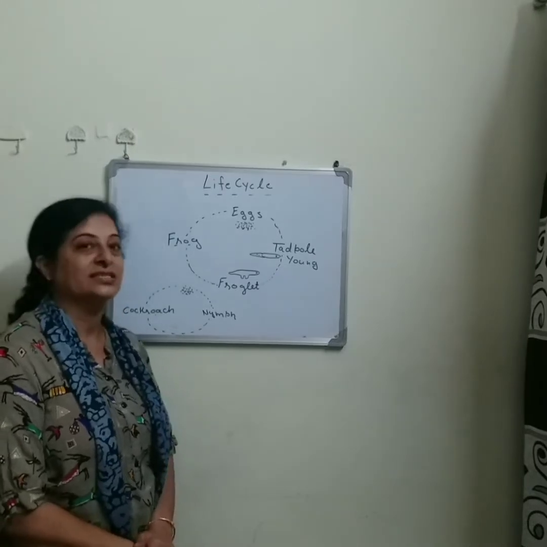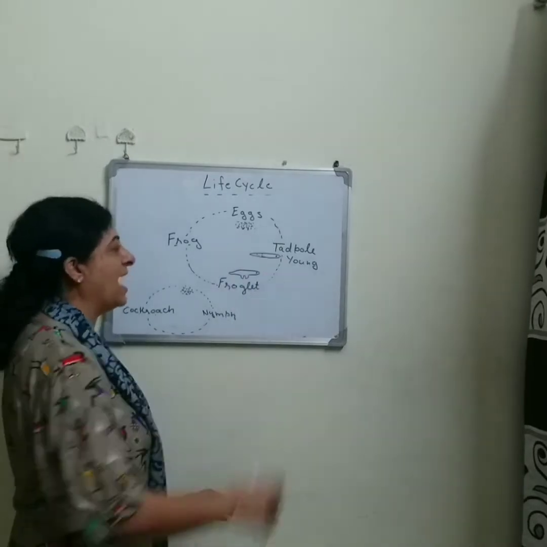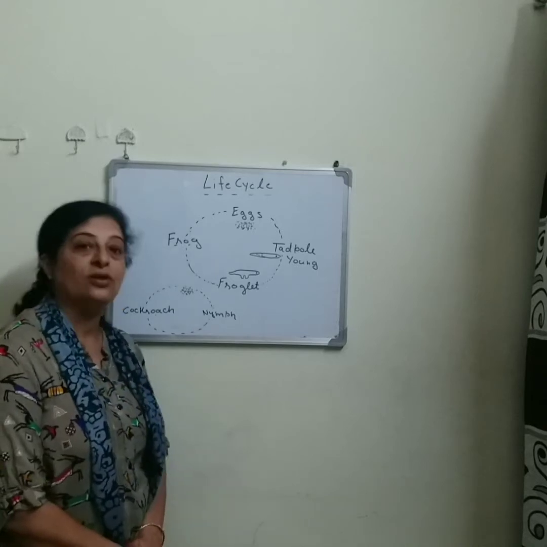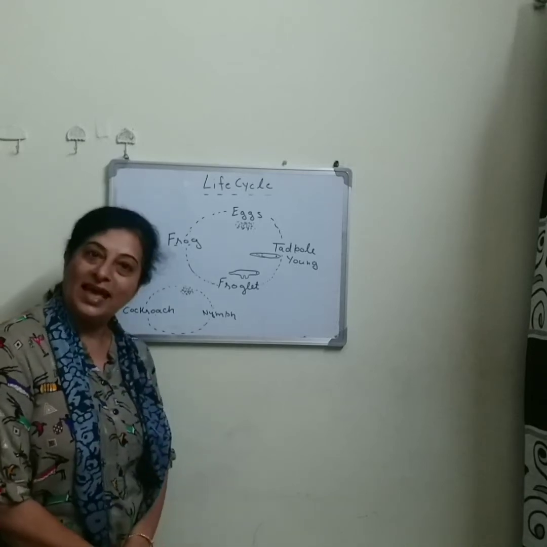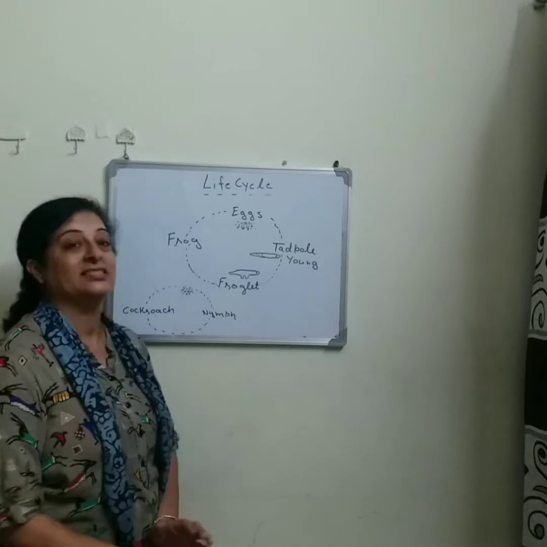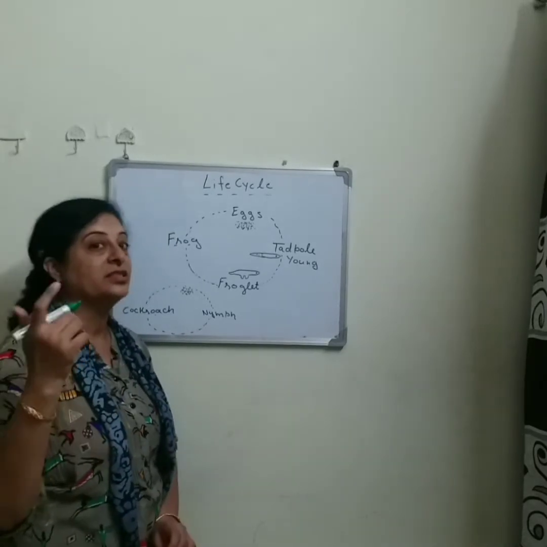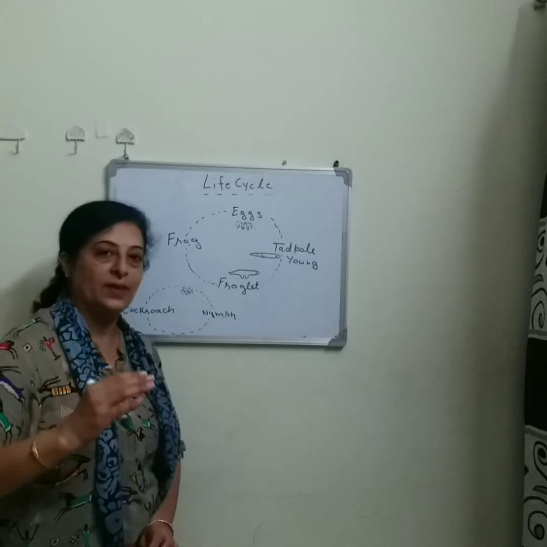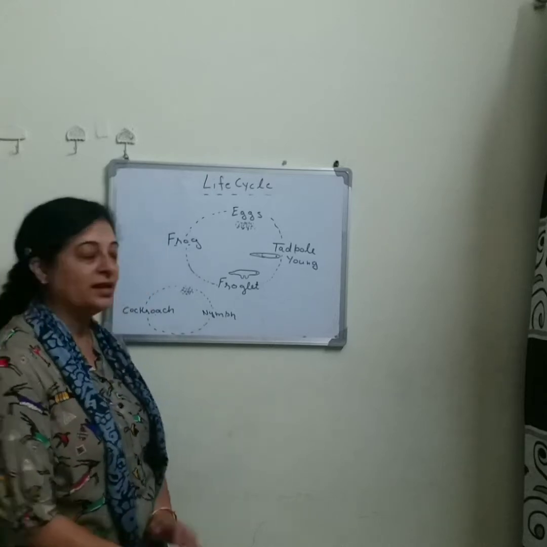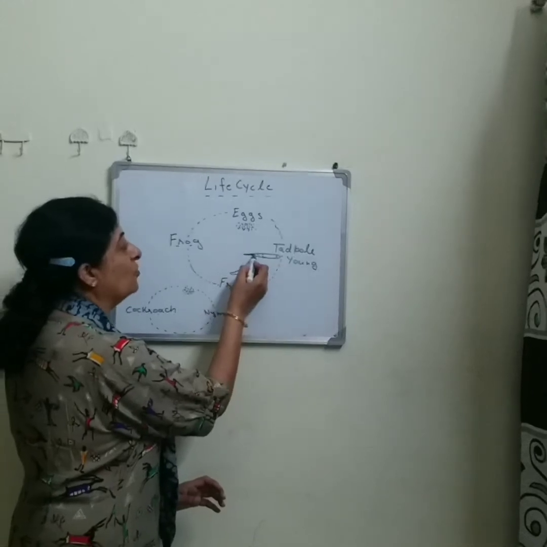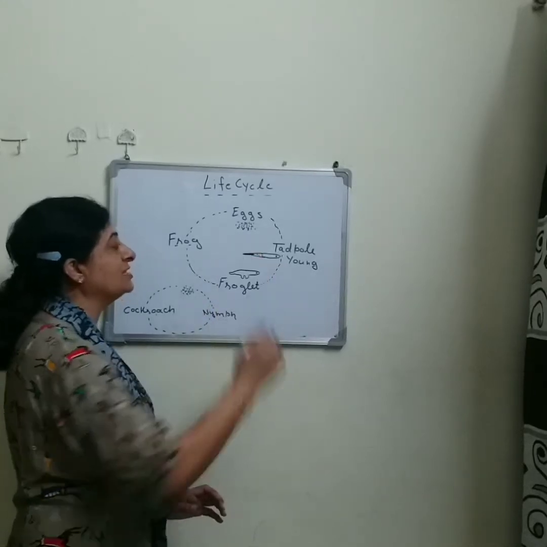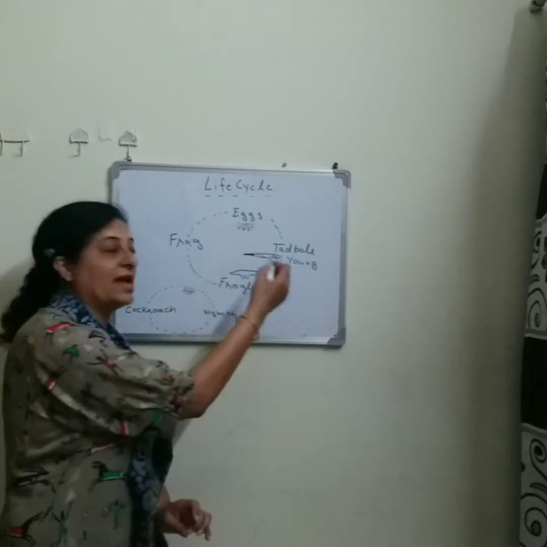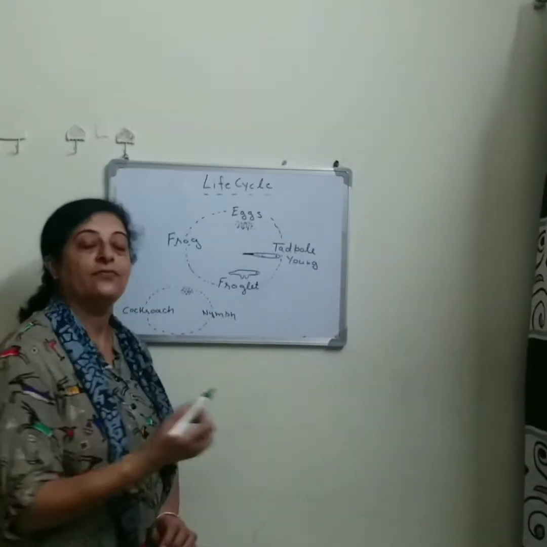Tadpoles come out from these eggs, and these tadpoles respire with the help of gills. They feed on the leaves and plants found in the water, and they have a long tail. With the help of this long tail, these tadpoles swim in water.